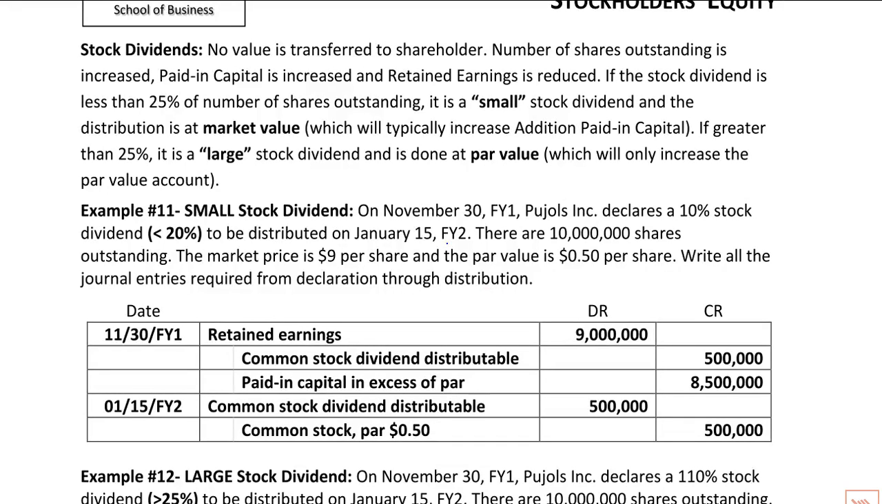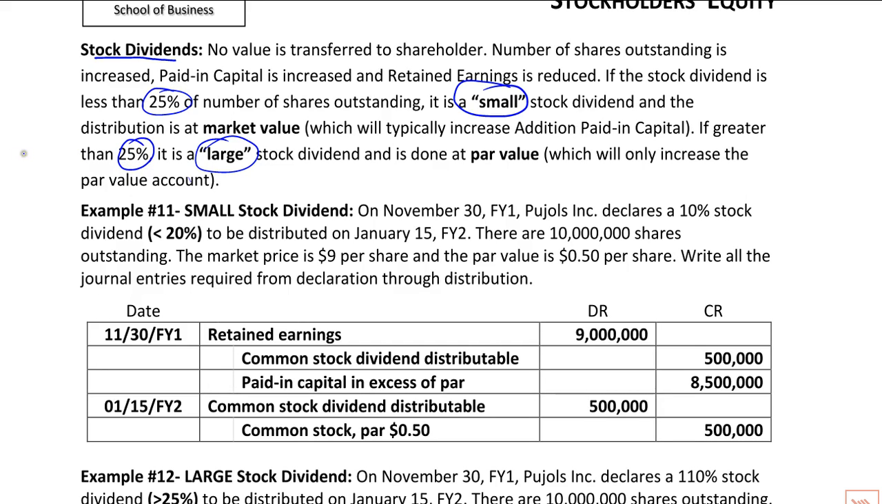Alright, so the final type of stock dividend that we're covering is the stock dividend. This is a type of common stock dividend. The main thing you have to focus on are what's called small stock dividends and large stock dividends. If the stock dividend is less than 25%, it's small. If it's over 25%, it's large.